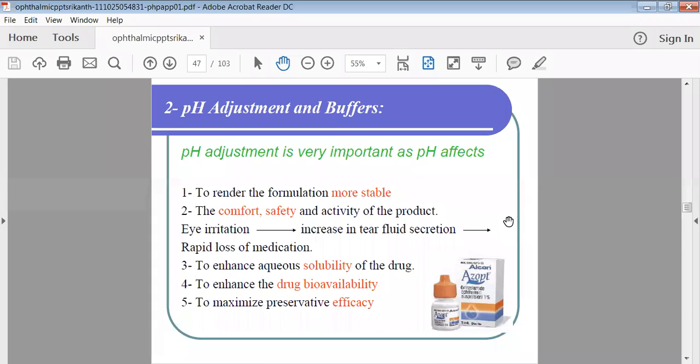Then sometimes we may need to add a buffering agent to maintain constant pH for the solubility of your drug, as well as to enhance drug viability and the preservative efficacy of your product. Primarily we are avoiding changes in pH because your drug may get crystallized or precipitated. To avoid that, we add the buffering agent.